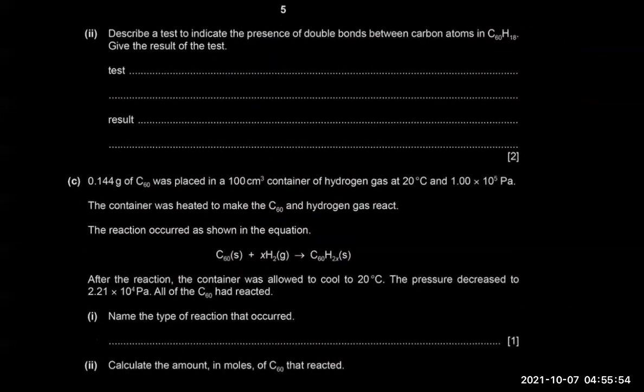Describe a test to indicate the presence of double bonds between carbon atoms in C60H18. Give the result of this test. If it has double bonds, what test would we use? Aqueous bromine, yes. And what would the result of this test be? Decolorization. From brown to colorless.